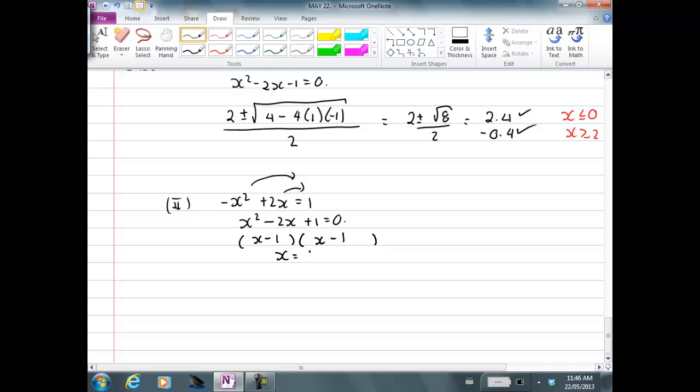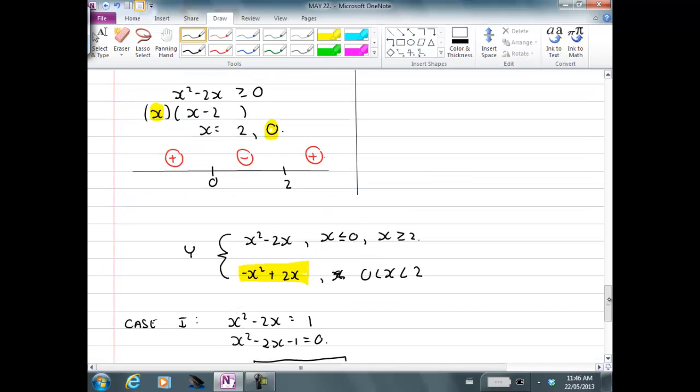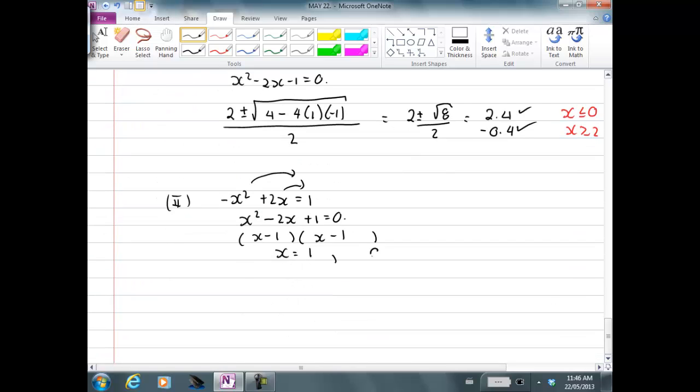X equals 1. And again, I always write the restriction right beside it because I want to compare. In this restriction, it says x is between 0 and 2. Hey, look at this. X is indeed between 0 and 2, because 1 is between. So I have 3 answers for this one. I'm going to highlight my 3 answers for you.